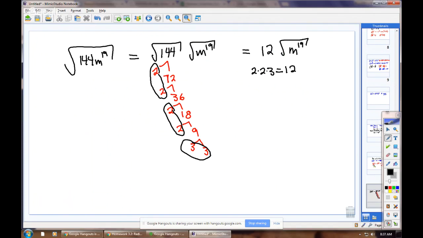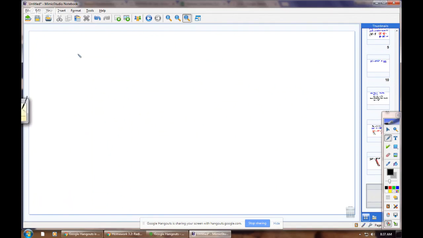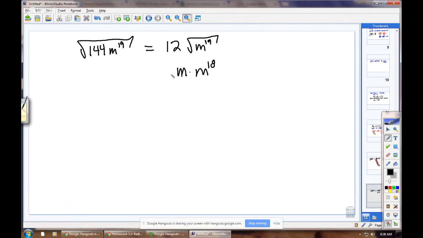All right, next we got to deal with that m to the 19th. So again, I started with the square root of 144 m to the 19th. That is the same as 12 times the square root of m to the 19th. And remember that the square root is the same thing as the power 1/2. Okay, well, that's kind of cool. So what I'm going to do is rewrite this square root of m to the 19th as m to the 18th times m. So forget about the 12 for just a moment.